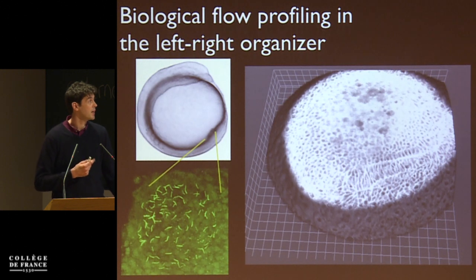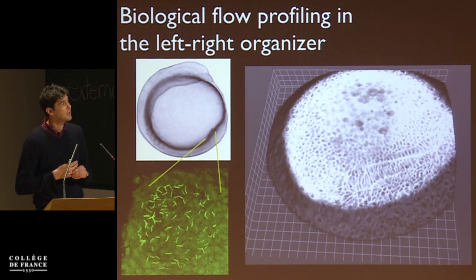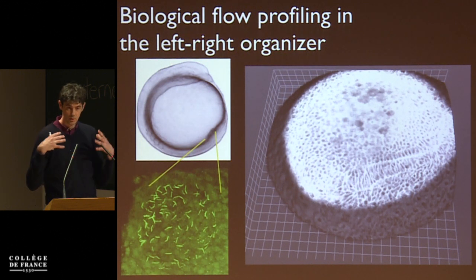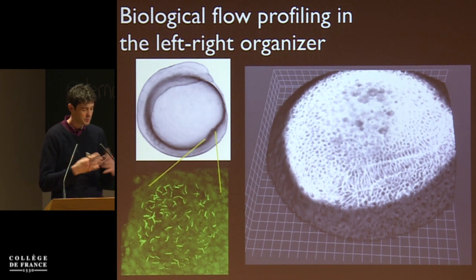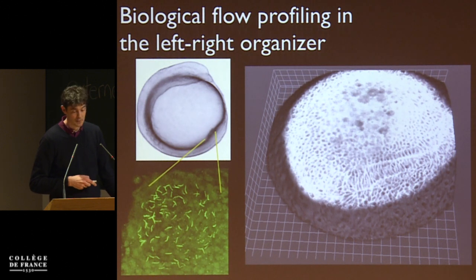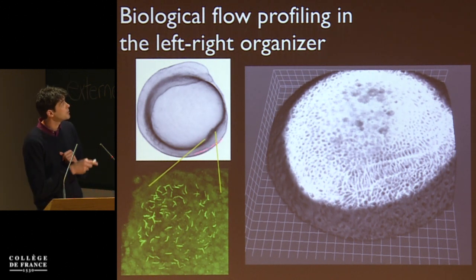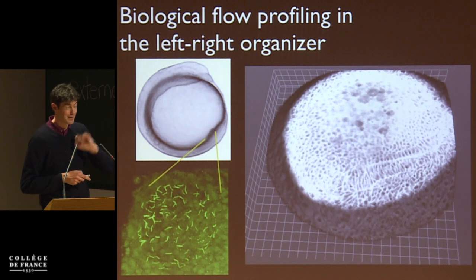The first idea for us was to create a nice approach that would allow us to check how flow forces are spreading within the left-right organizer. So a few words about the anatomy of the left-right organizer in fish, which is very special. It's located in the tail. Its name is Kupffer's vesicle. And this structure is ciliated.